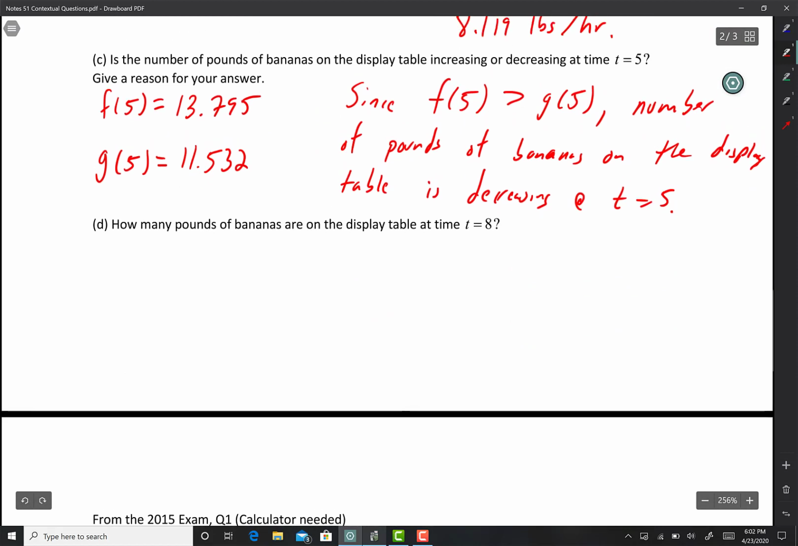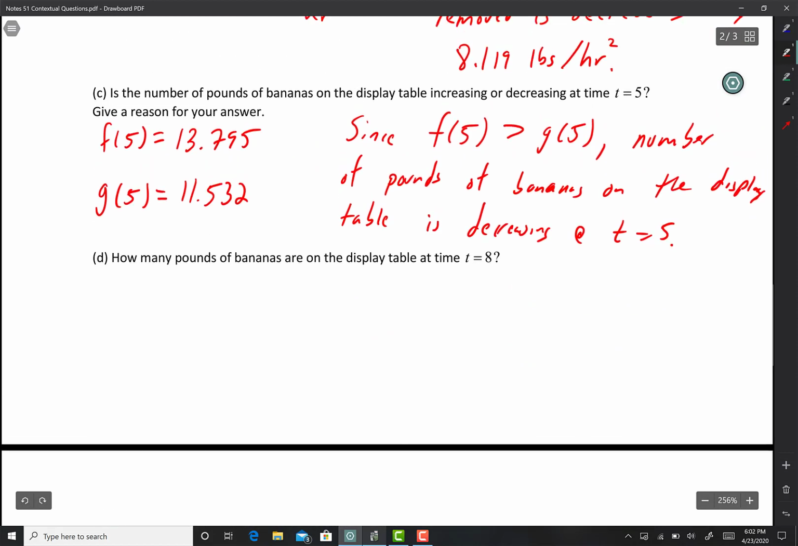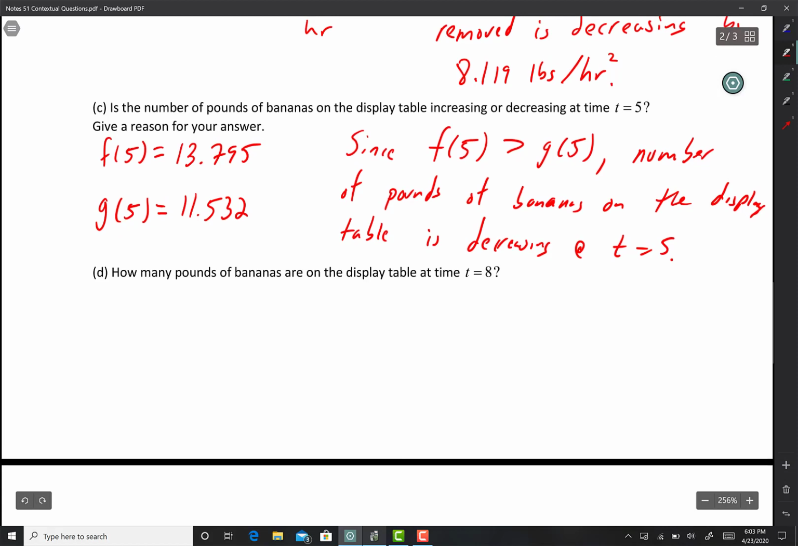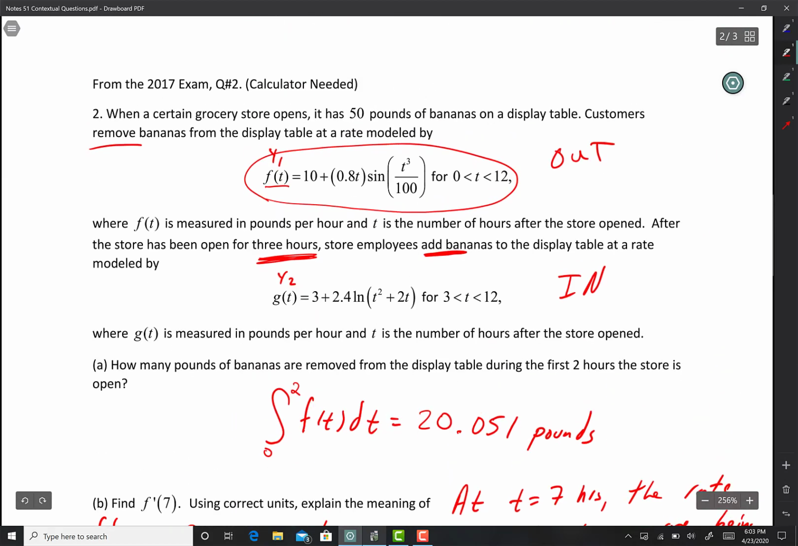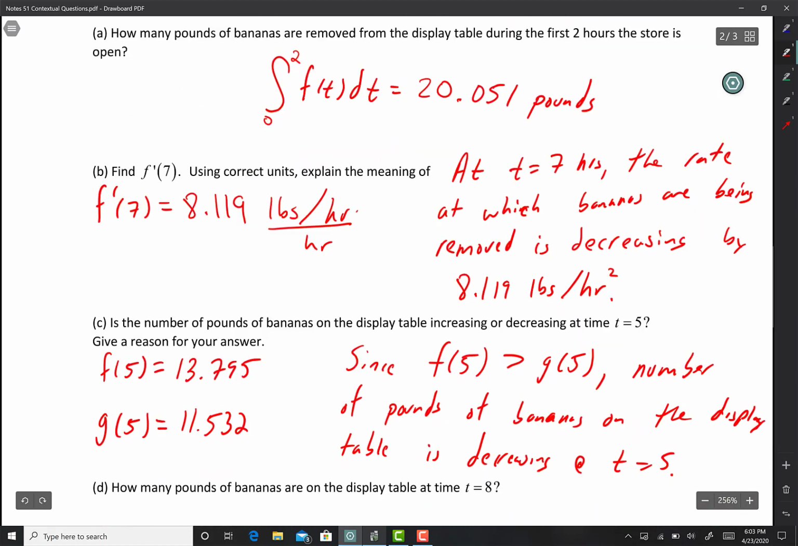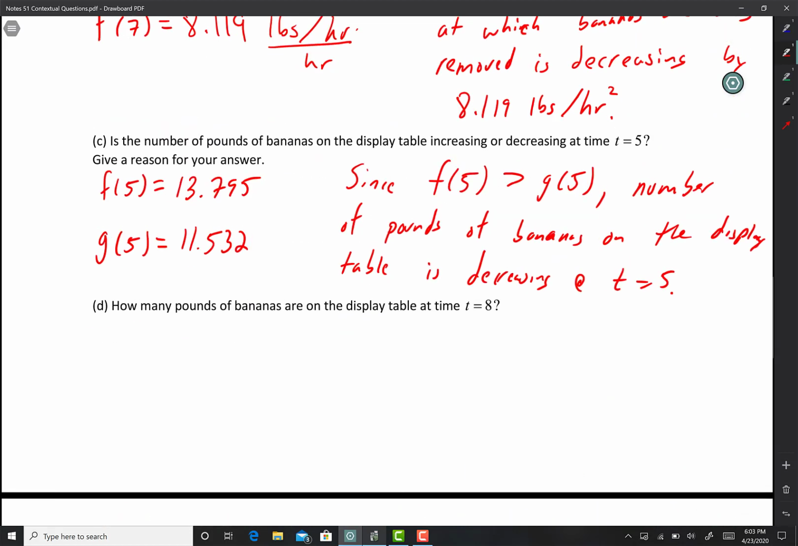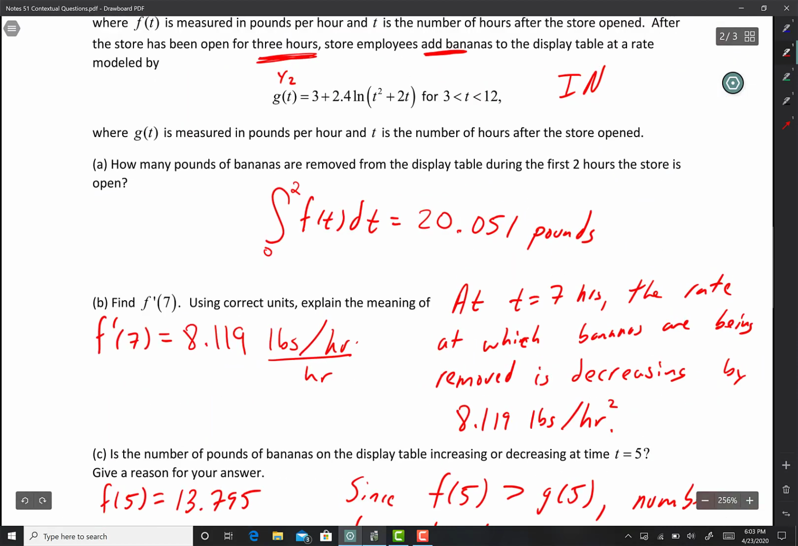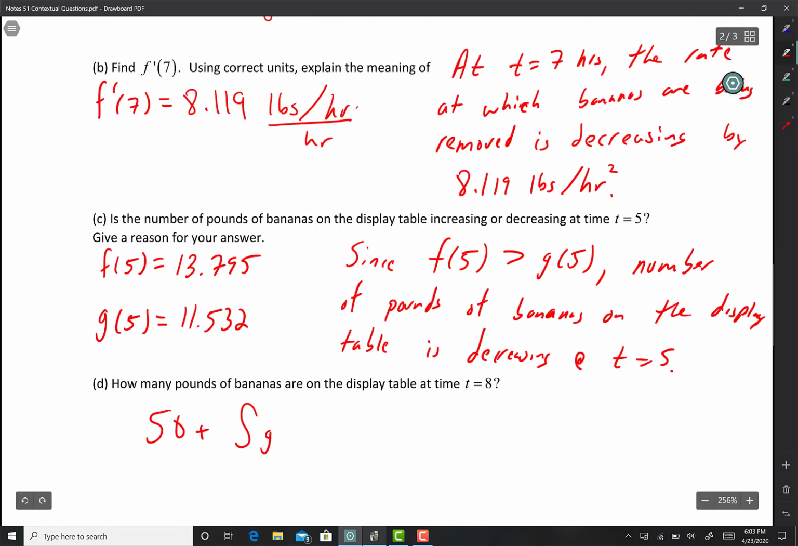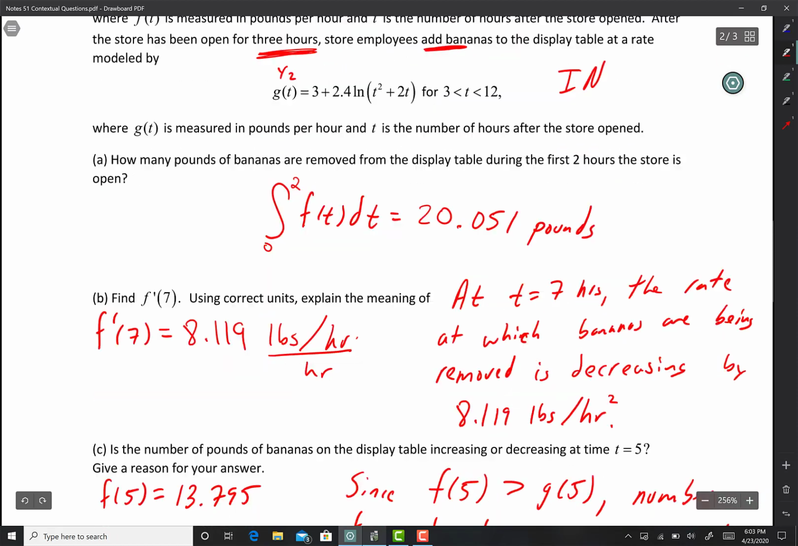How many pounds of bananas are on the display table at t equals 8? Oh, simple. The amount they gave you plus how much was added, subtract how much was removed. So the amount that was initially there was 50 pounds. So I'm going to write 50 plus the amount that has been added. So added was g of t. We'll look at the limits in a little bit. Plus, minus the amount that has been removed. Minus integral of f of t.